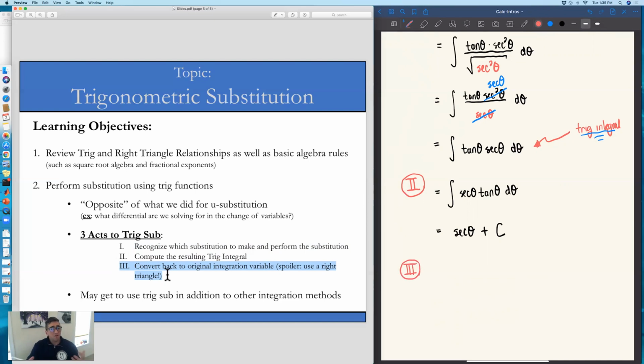Act 3 being converting back to the original integration variable. And I just want to point out here, this is in terms of theta. We need it in terms of x. And the reason we need the antiderivative in terms of x is simply because our original integral that we started with is in terms of x. So the question becomes, how do we go back to the original variables?